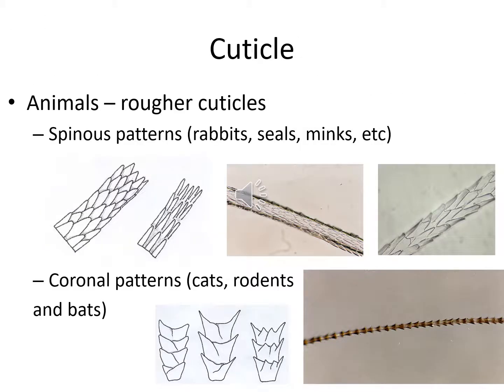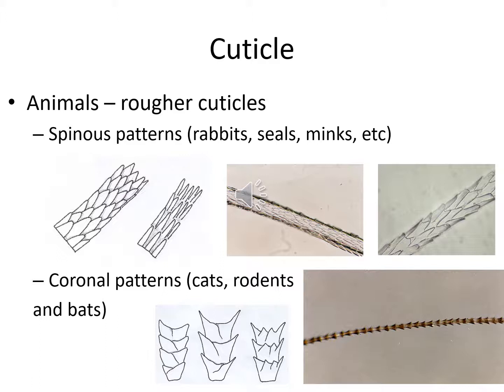Okay, so moving on to some other animals. The cuticle patterns here tend to be rougher looking cuticles. The imbricate is a fairly fine cuticle pattern. So spinous patterns, we already talked about minks, seals, and rabbits also have this particular pattern, and it looks like spines. So that's how it gets its name of spinous, sort of like the tips of asparagus. Coronal pattern, so the cats, the rats, and the bats, so rodents again, including mice and other things, but it's easier probably to have the rhyming rats, cats, and bats. They look like crowns nesting one on another, so that's what the coronal pattern would appear like.